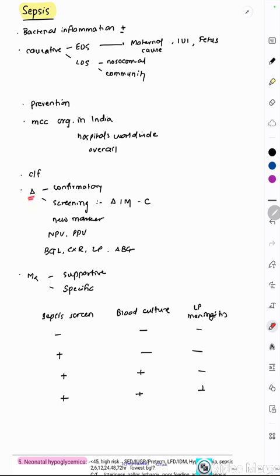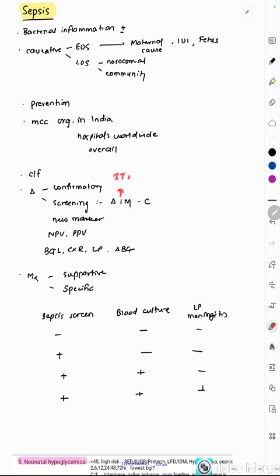The confirmatory diagnosis is done by blood culture, but it takes 2 to 3 days for the blood culture result to arrive. Till then, the sepsis screen is done. It consists of 4 criteria: AMC. A stands for the absolute neutrophil count. If it is less than 1800, then it is suggestive of sepsis.